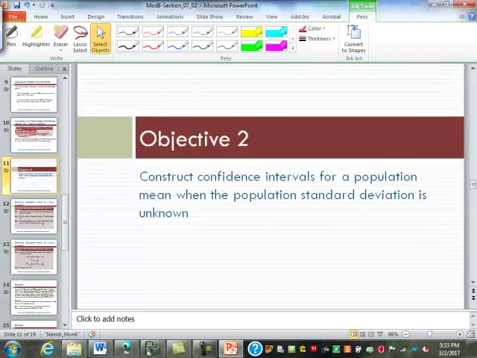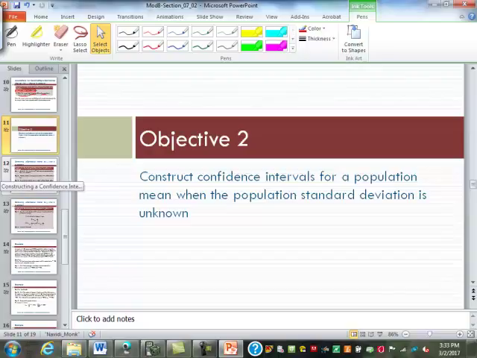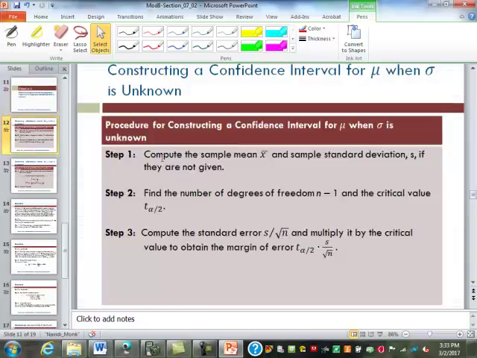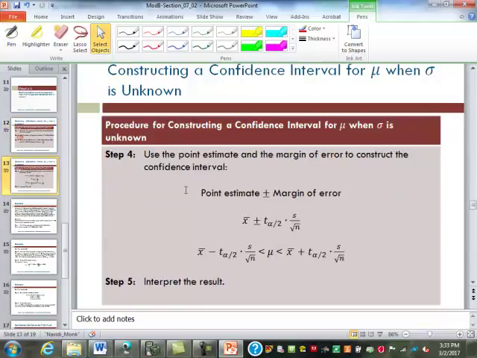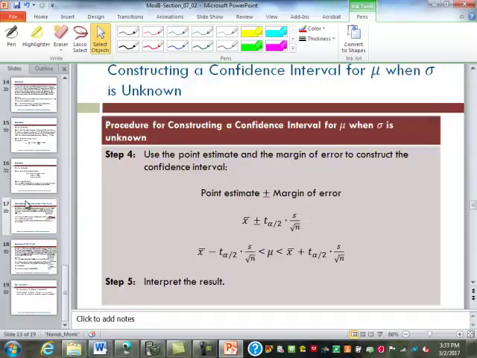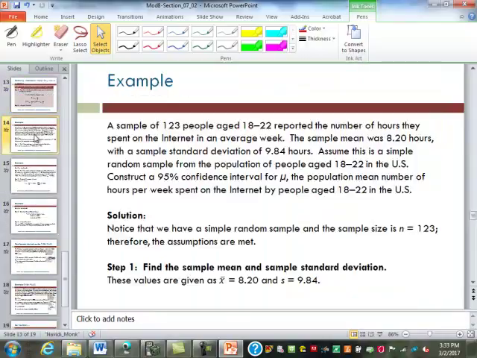Okay, construct the confidence interval. So let's go ahead and do it. So this is our process again. Everything is the same other than we find our critical value from that t-distribution. Otherwise, the rest of the process is the same. You find the critical value, you find the standard error, compute the margin of error from that, and you find your interval. So let's go straight to an example rather than just reading through that process.